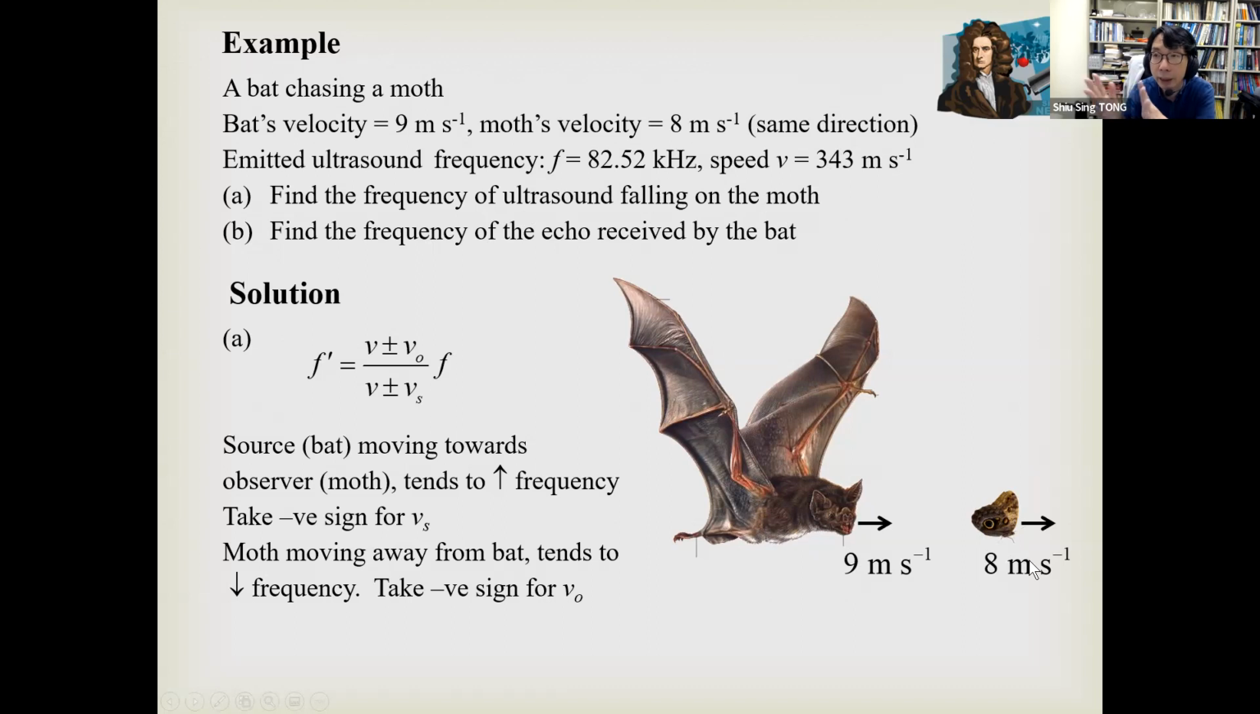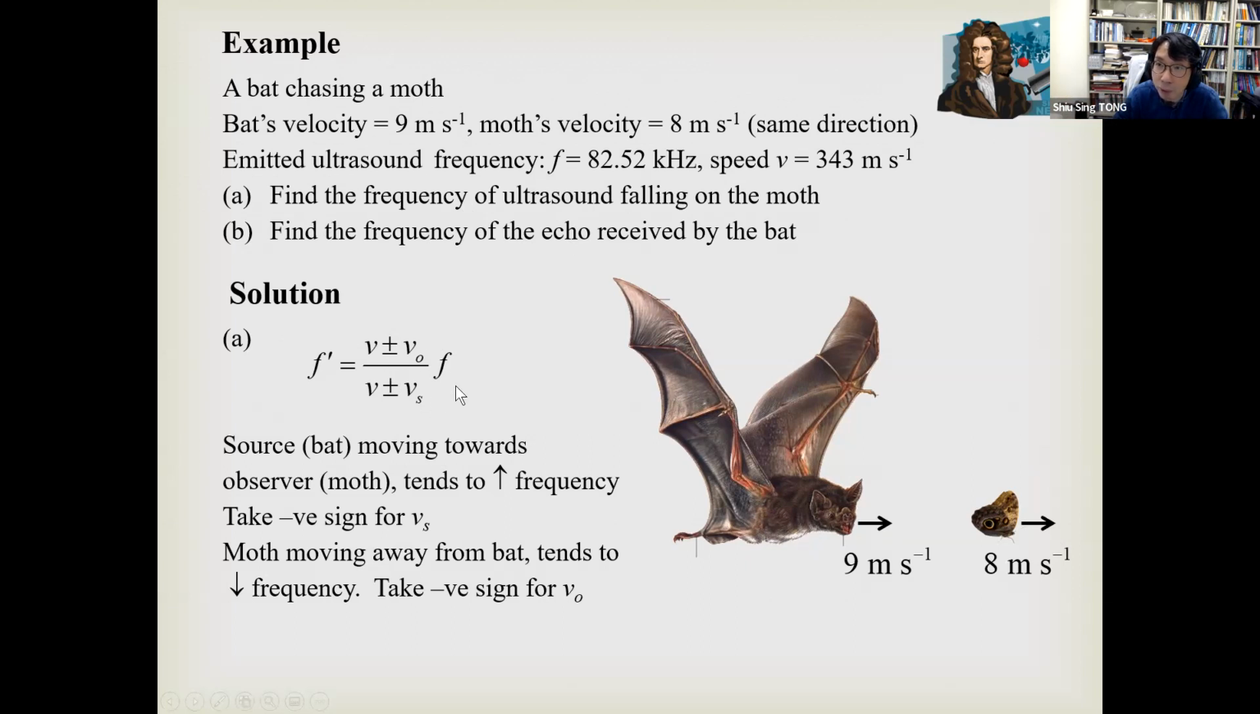After the sound wave hits the moth, it reflects back. So during the reflection, the moth becomes the sound source. When the wave reflects back, the bat will hear that reflection, and so the bat now becomes the observer. You just reverse the roles of the bat and the moth in the reflection. Okay. Now let's take the forward motion first, the motion of sound from the bat to the moth.